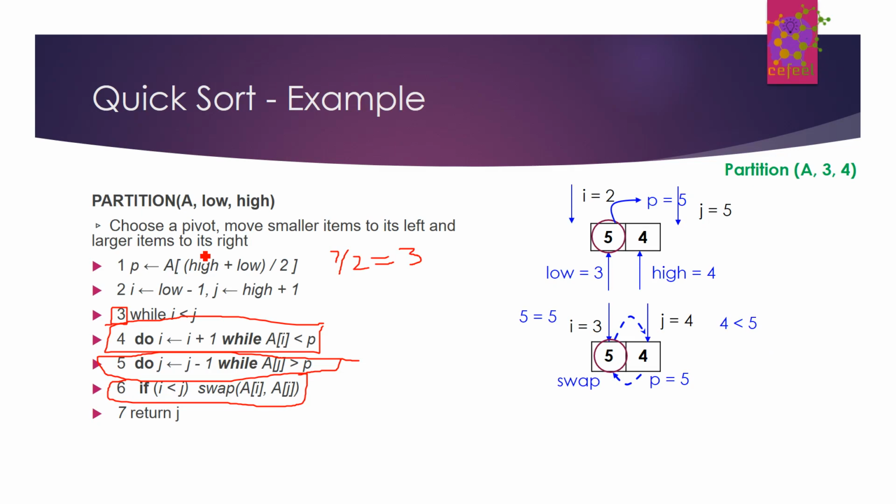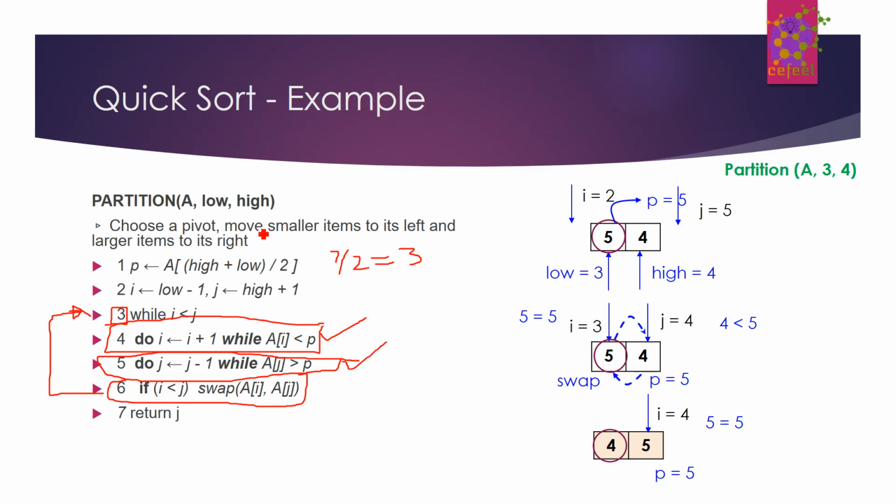So 4 and 5 get swapped, and once 4 and 5 get swapped, we now go to step 3 again, where we check if I is less than j. And notice I is still less than j because I is 3, j is 4. Now we will go inside and start with the I loop, which means increment I till we find an element that is out of order. So this will not do much. What it will do is I becomes 4 now, and 5 is now equal to 5, so this while loop will stop. 5 is not less than 5, and we'll go to step 5, where it's the j loop.